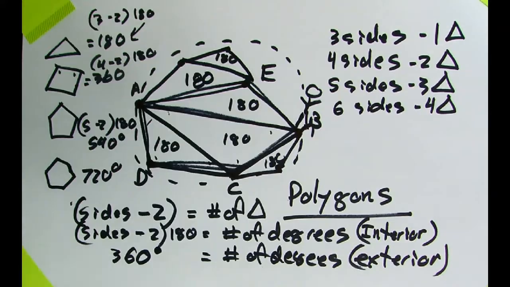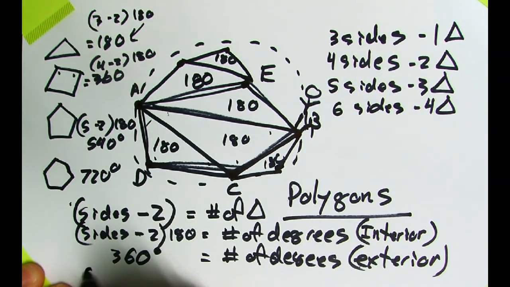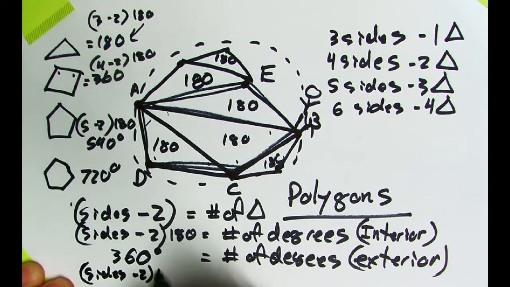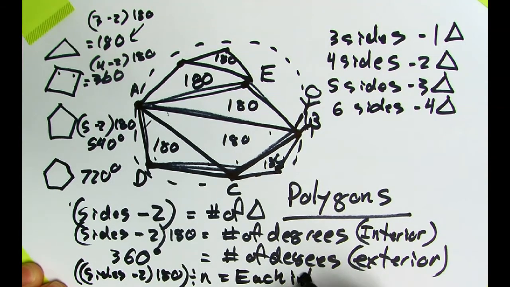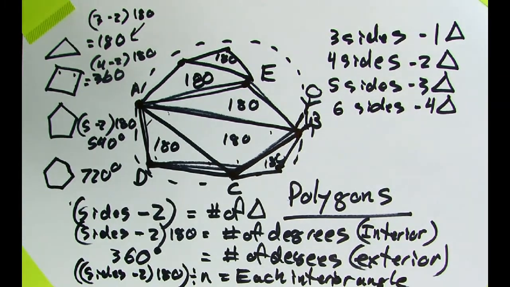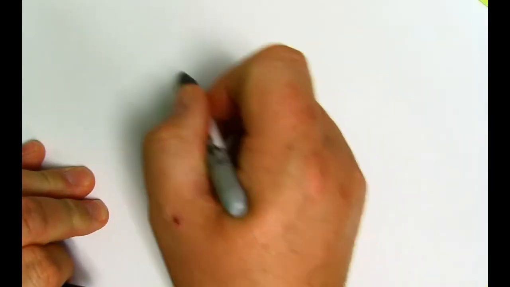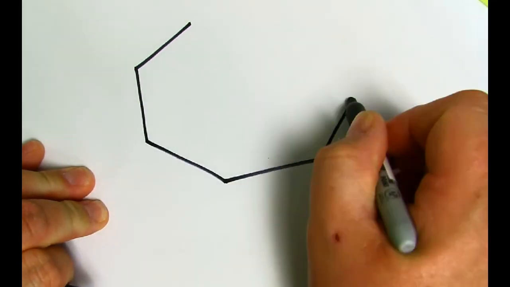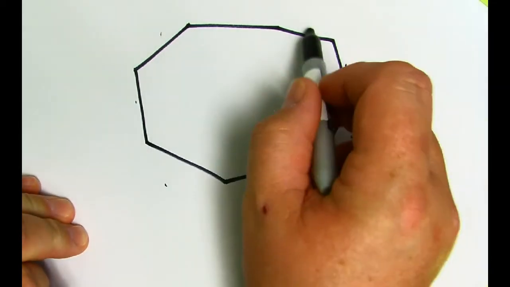If I wanted to know what the inside angle of every regular figure would be, I could simply say sides minus 2 times 180, and then divide it by the number of sides, and that would be each interior angle. So those formulas are important, but what's most important is to understand that every polygon is nothing more than a series of triangles. If I have a polygon that looks like this, I can name this polygon 1, 2, 3, 4, 5, 6, 7, 8 sides.